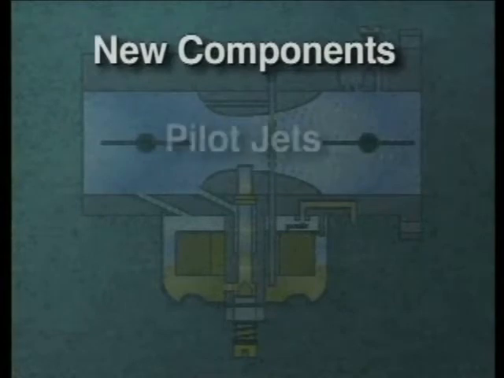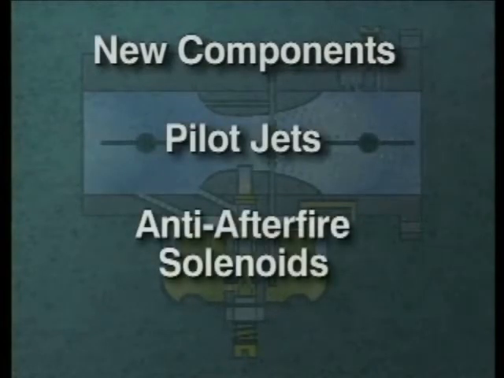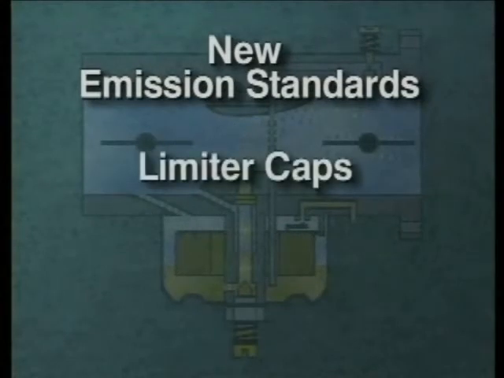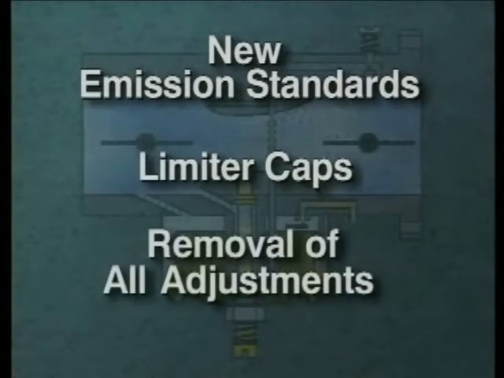Our customers have dictated some changes as well. Pilot jets and anti-afterfire solenoids are examples of components developed specifically to meet customer expectations. And finally, new standards for emissions have resulted in a change from adjustment screws to idle mixture adjustment limiter caps, and in some cases, the removal of all adjustments. Let's take a closer look at some of these changes and the theory behind them.